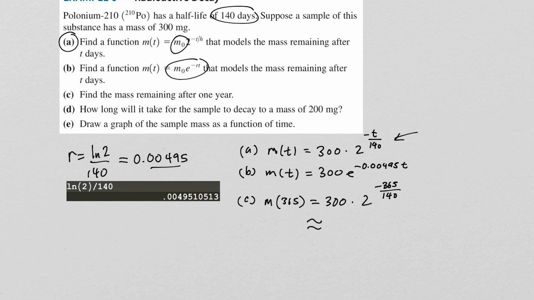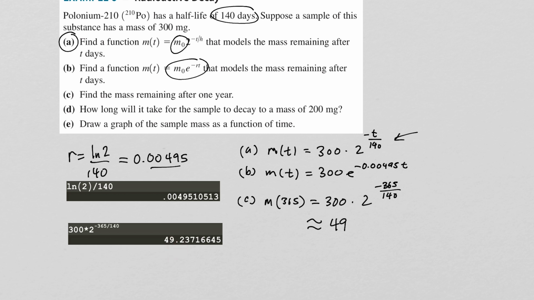Let's go ahead and plug that into a calculator. And you can see that we get approximately 49.2. So we're going to say this is approximately 49, and this will be milligrams. So we'll have 49 milligrams remaining after 1 year. And this should make sense because we started with 300 milligrams. So every 140 days, this is going to be reduced by half. So this sounds about right.